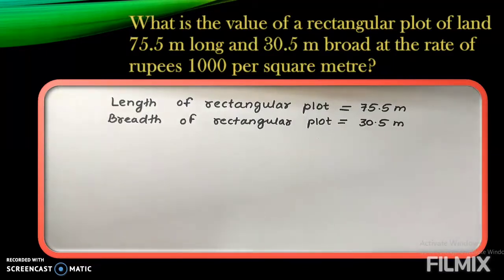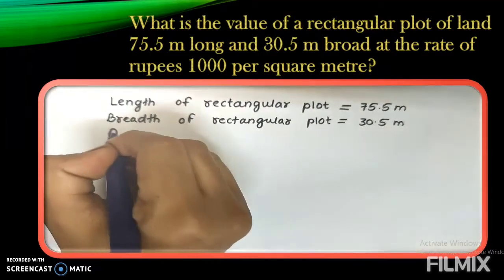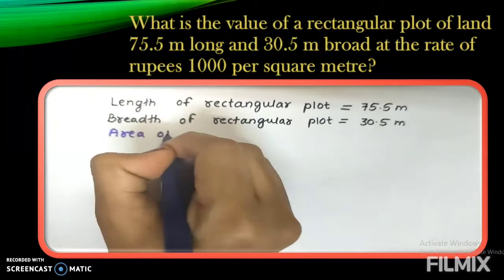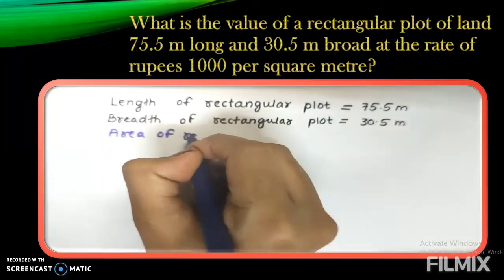Now I told you what we have to find out, area. How do we come to know? From the word square meter. So from the word square meter we come to know that first we have to find out area. So we will use the formula of area of rectangle. So we will write area of rectangular plot.